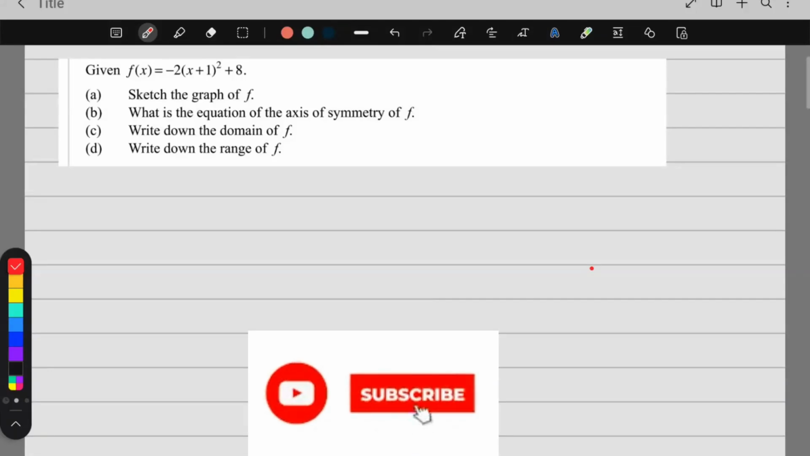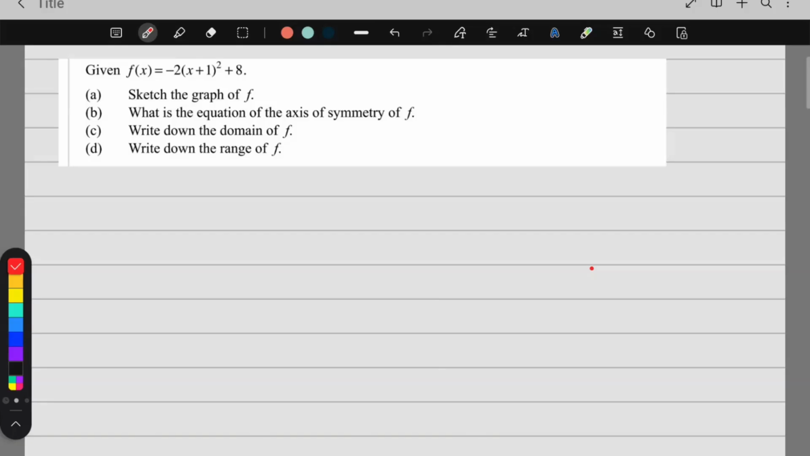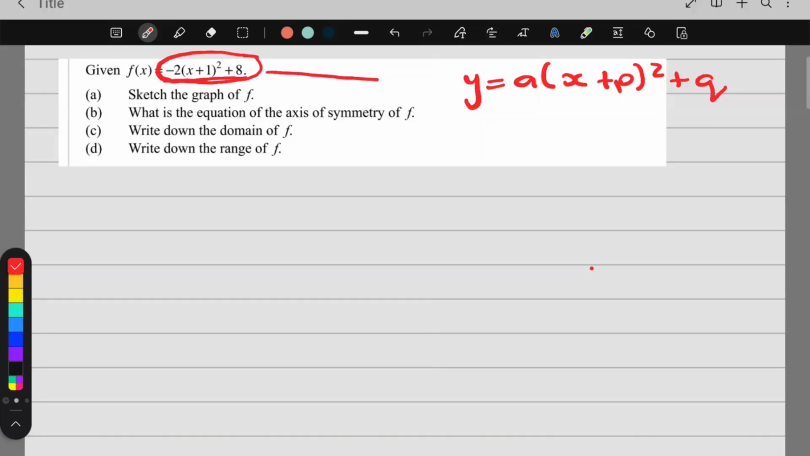Hi, grade 11s. So in this example, we are sketching the parabola again. But in this example, our parabola is not in standard form. It is in turning point form. So that is the turning point form. So can you see our equation that they gave us here looks like this over here. So we are going to sketch this parabola.